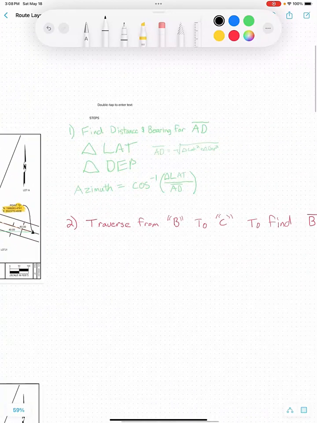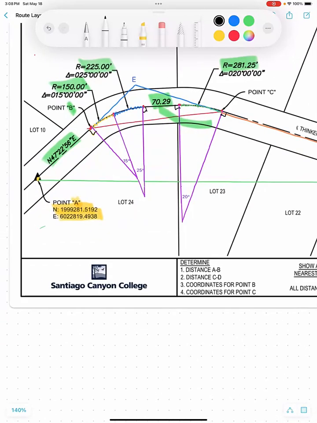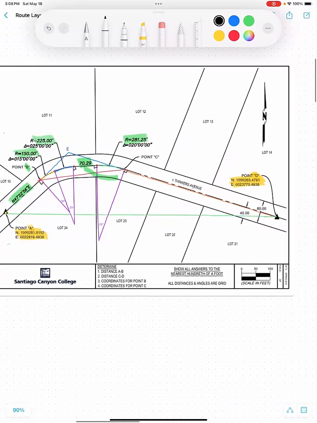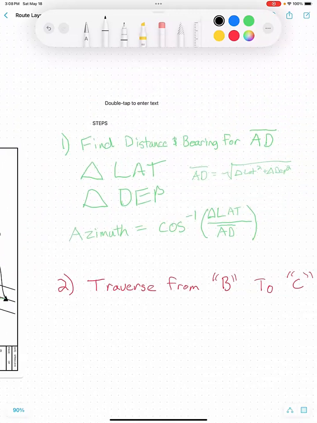Step one, find that distance and bearing for AD. We do that by the delta in the latitude versus the delta in the departure. On the latitude side, you subtract those two northings to find the change in the northing, and then you do the same thing for the easting, subtracting one from the other. To find the distance, you take the square root of the one delta squared plus the other delta squared. That'll give you that distance AD.